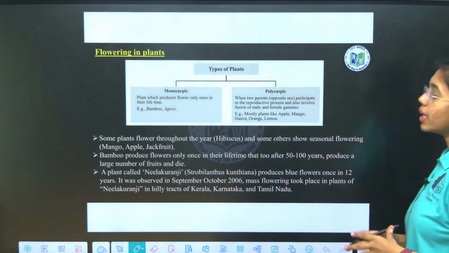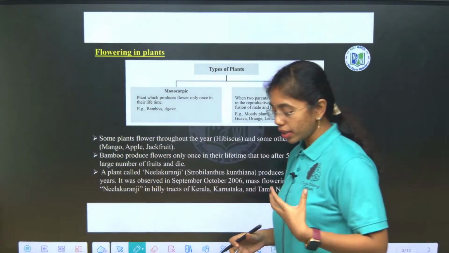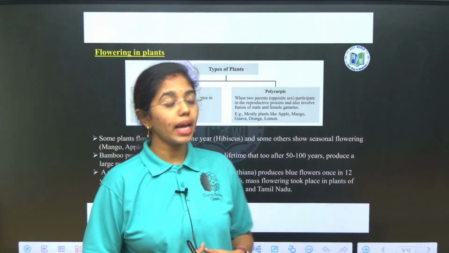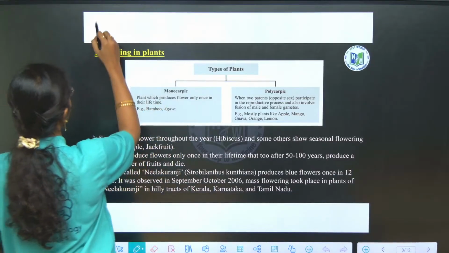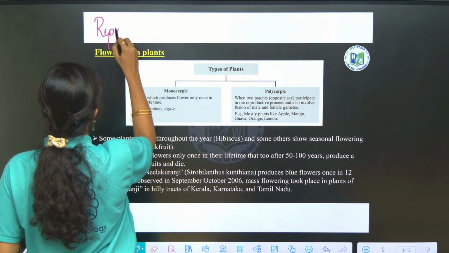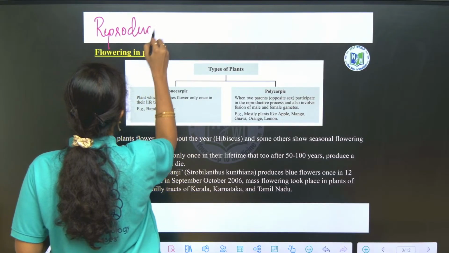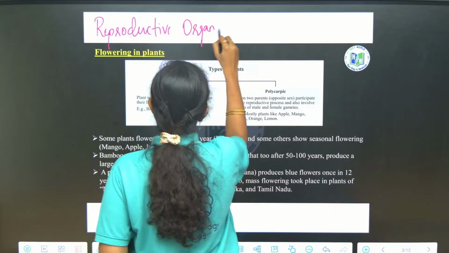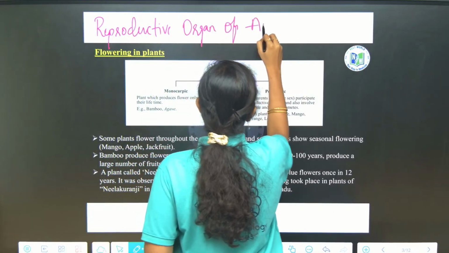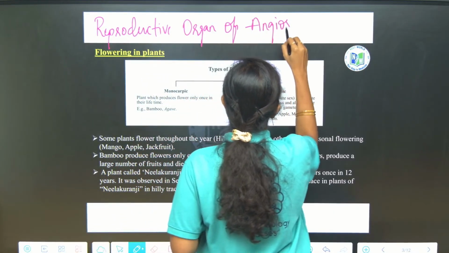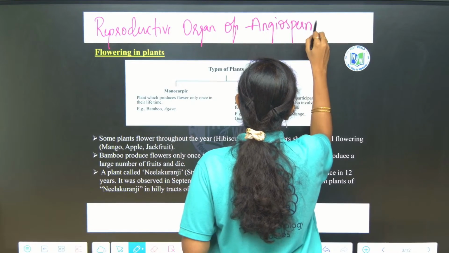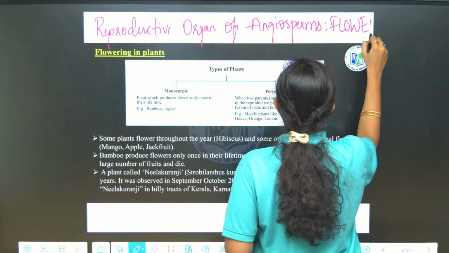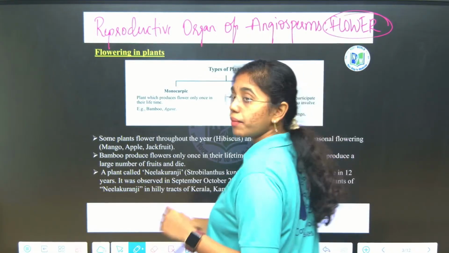Next, flowering in plants. How is the reproductive phase active in plants? The reproductive organ in plants is what? Flower. The reproductive organ of angiosperms is the flower, right? So how many times can flowering happen in a plant?